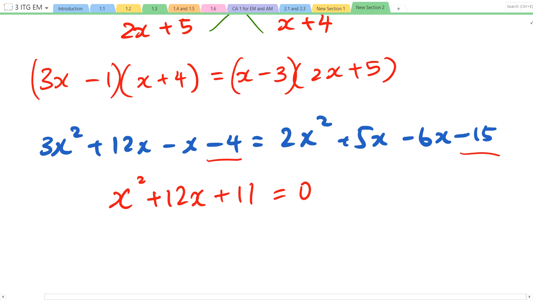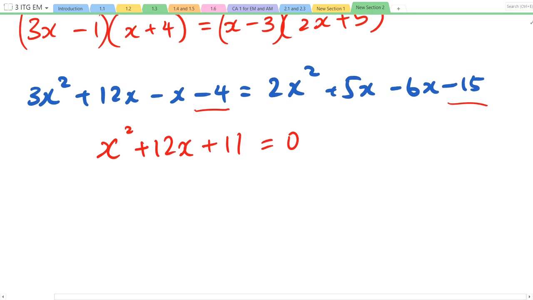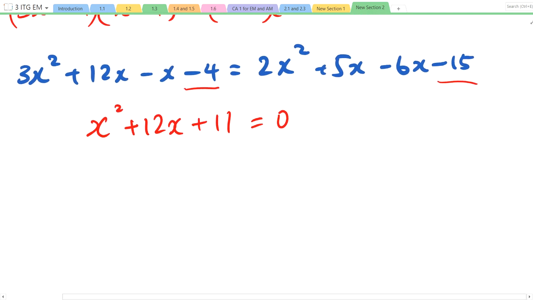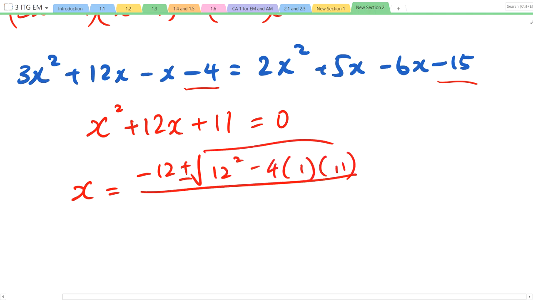Because you can choose to complete the square, you can choose to factorize, you can choose to use the quadratic formula. Which one do you want to use? I would like to use quadratic formula. Okay, so x equals to minus 12 plus minus square root 12 square minus 4, 1, 11 over 2 times 1.